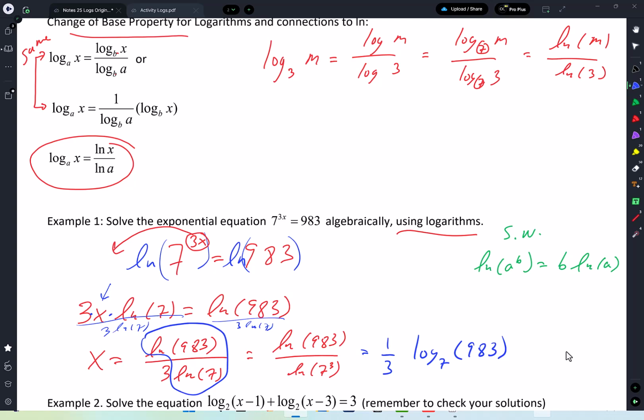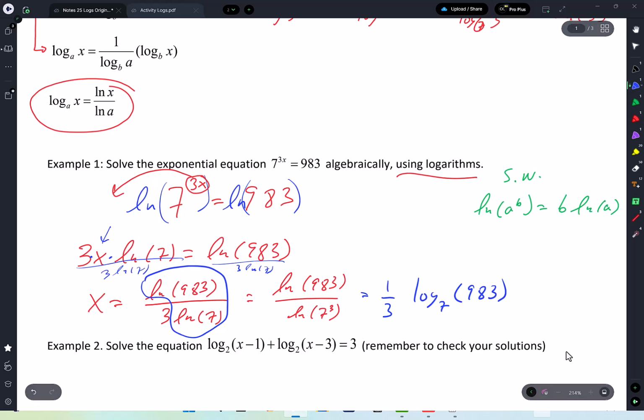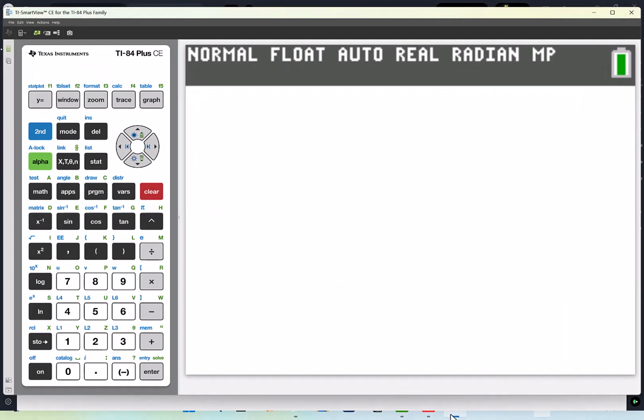All right. Yeah, so there it is. By the way, I'll show you with the calculator, guys. We got time. Unlike the morning class, they didn't have time. So if I take my little calculator here, let's do the little fraction thing. ln of 983 divided by 3 ln of 7?